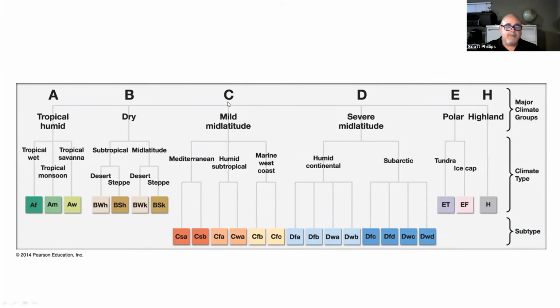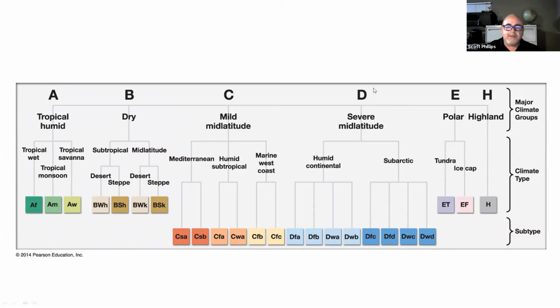The next are C, the mild mid-latitude climates. And here we're going to have two examples, one for the northern hemisphere, one for the southern hemisphere. We'll have a Mediterranean example for the northern hemisphere and a Mediterranean example for the southern hemisphere. We'll also have a humid subtropical one for the northern hemisphere and one for the southern hemisphere. We'll skip marine west coast because these first two are really easier to differentiate between each other, and marine west coast is maybe not quite so much.